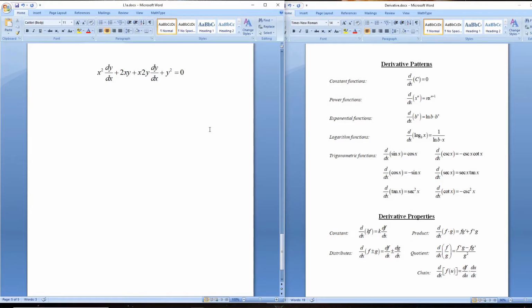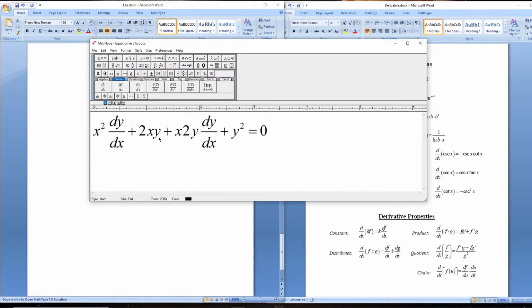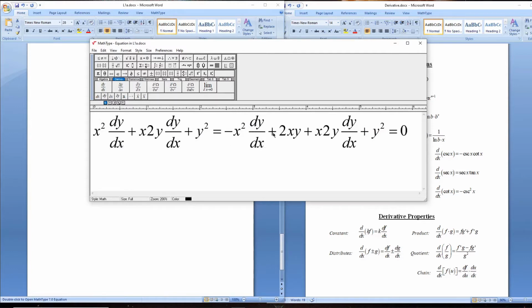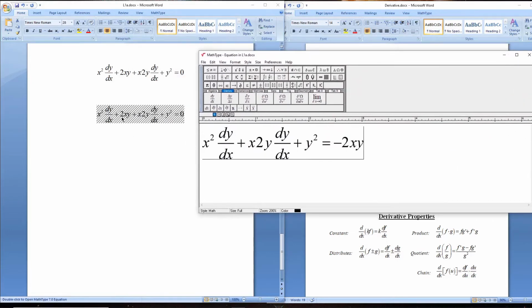Again, our goal is to solve for dy/dx. And now you just kick in some algebra skills. How do you solve for dy/dx? Well, you isolate it. So this 2xy, we'll move this to the right side and get rid of it as we work on isolating dy/dx. So that was 2xy, right? Yep, 2xy, moving it to the right side, make it negative.